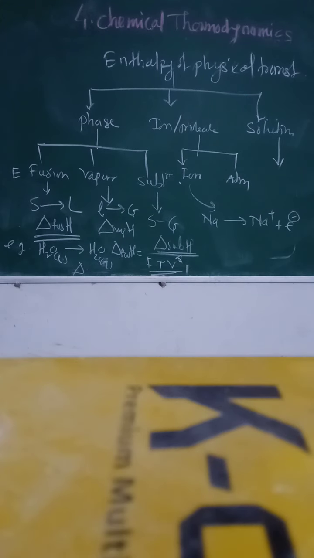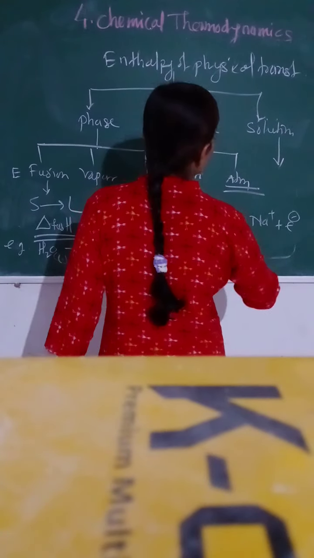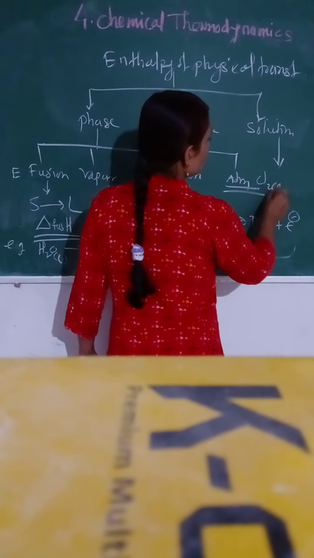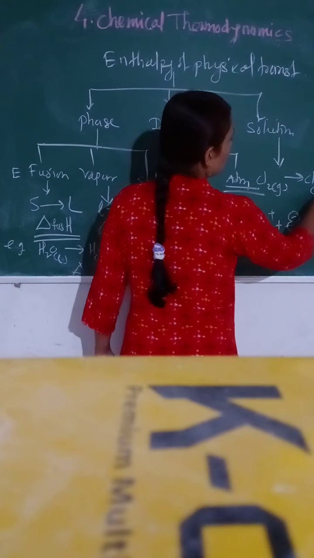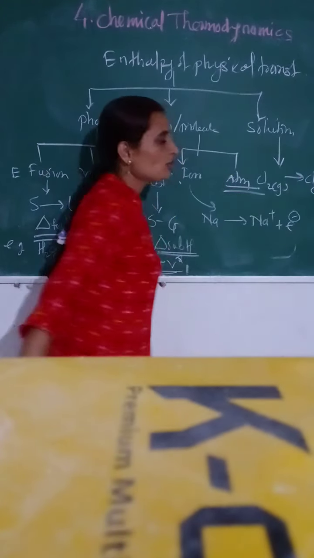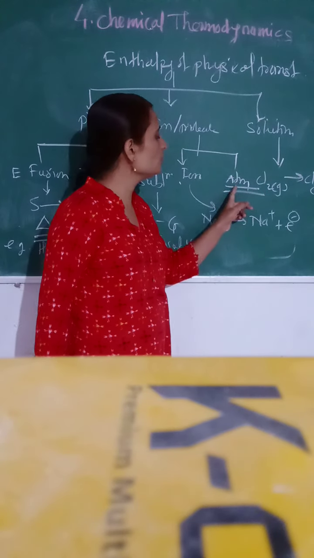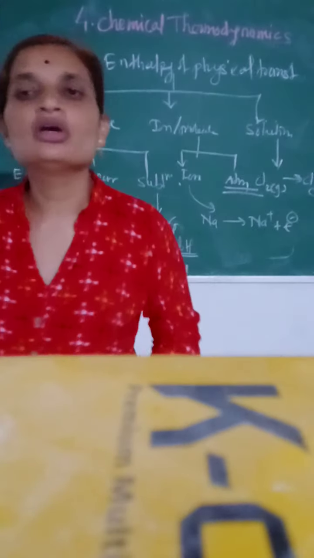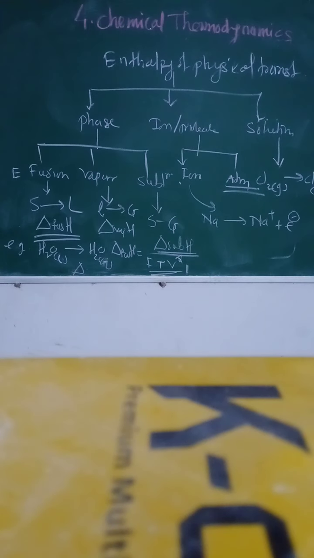Then the next is atomization. Here Cl2 in the gas phase is converted into Cl and another Cl. That means the molecular state is converted into the atomic state, and that is the atomization energy, given for Cl2. The delta H value for atomization is 244 kilojoule per mole. Then comes electron gain enthalpy, which is opposite to removal of an electron, after atomization the atomic state is formed.